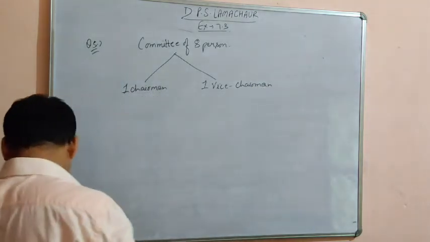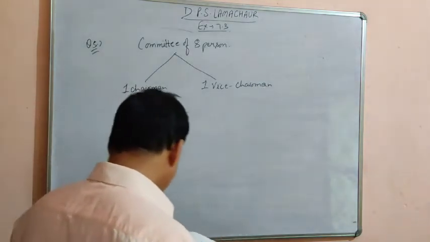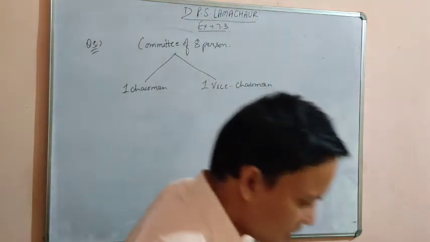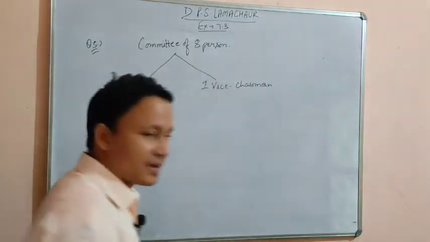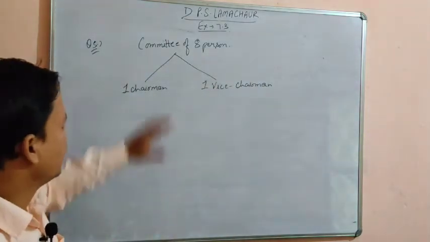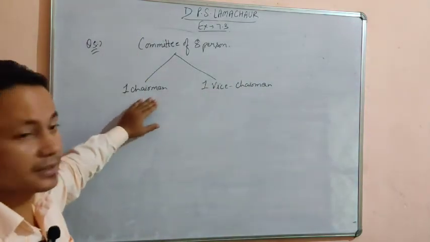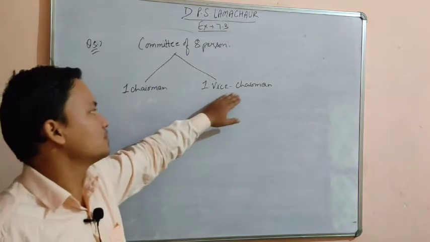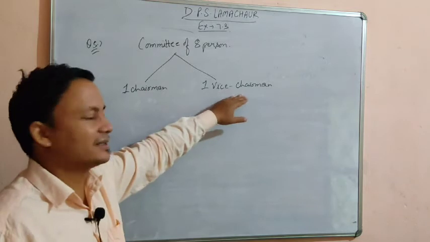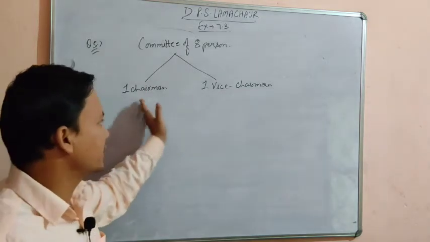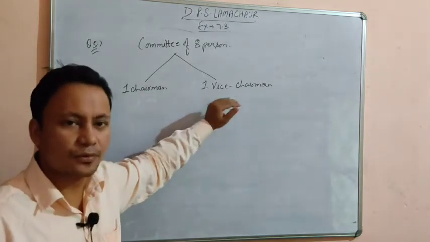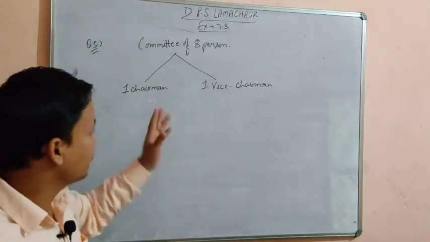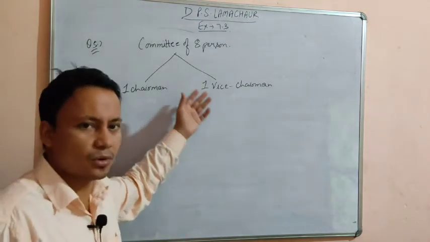One chairman and one vice chairman we have to make. But the condition is no one person can hold 2 positions. Means if someone is selected as a chairman, he will not be able to hold the post of vice chairman, because one person cannot hold 2 positions. It is the condition. So we can say that repetition is not allowed here.